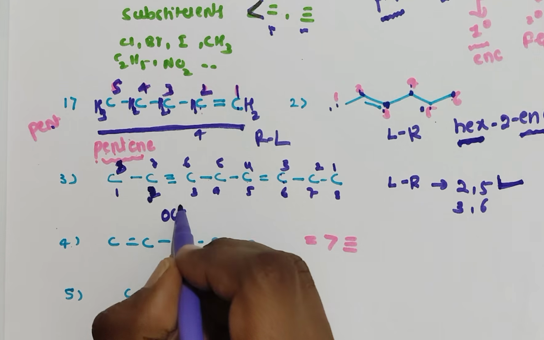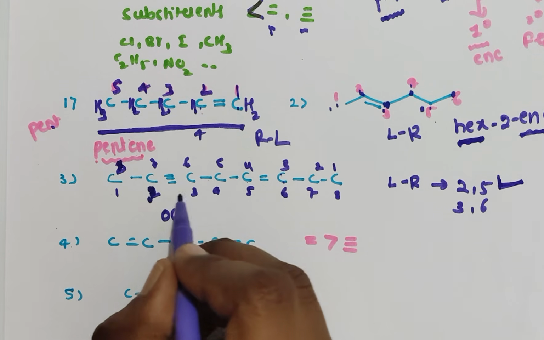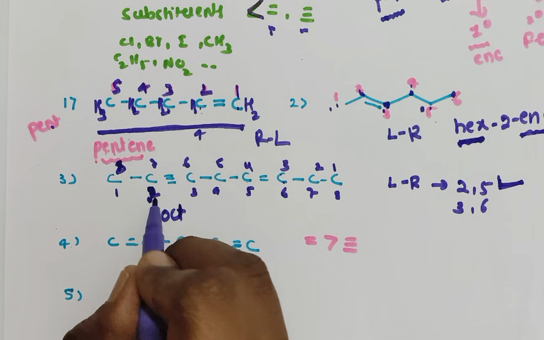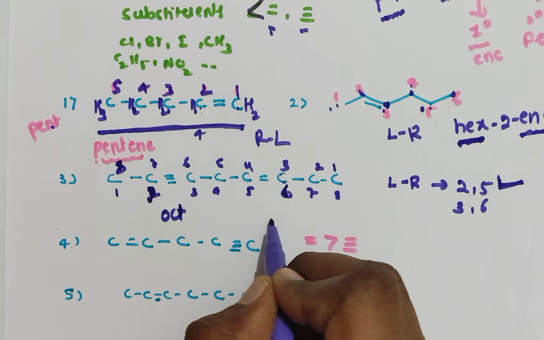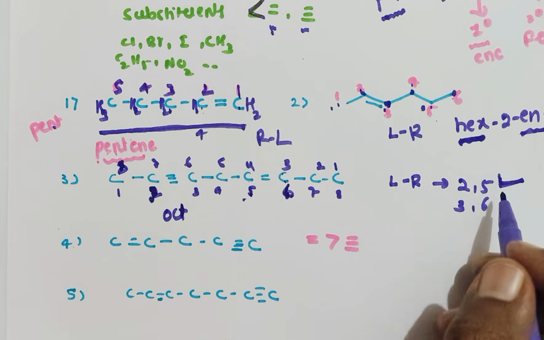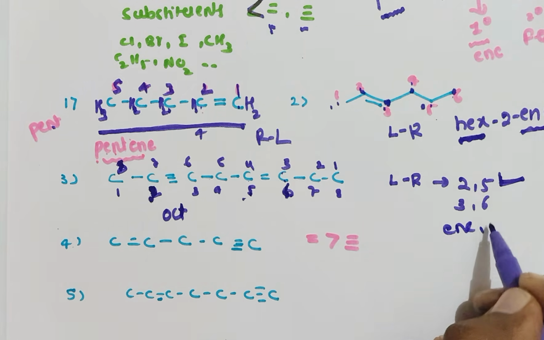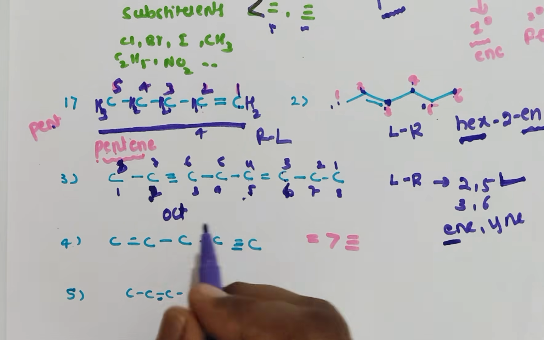Okay, after word root we have to add suffix. There are two suffixes, "-ene" and "-yne". Okay, so 2-yne and 6-yne, sorry 5-ene. Between 5 and 6 means we have to take 5. Okay, so here "-ene" and "-yne" both are present. According to alphabetical order, E comes first, therefore first we have to write "-ene".